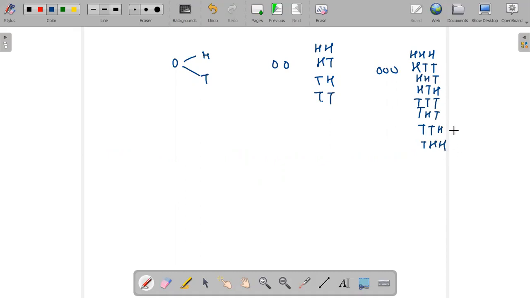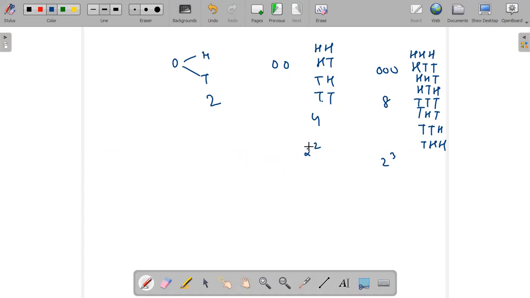So all these are cases, 8 cases will exist when 3 coins are tossed. Here 4 cases will exist and here 2 cases will exist. So basically if you see there is a pattern, the number of outcomes are 2 when we throw a single coin. So here this is actually 2 square, this is 2 cube.